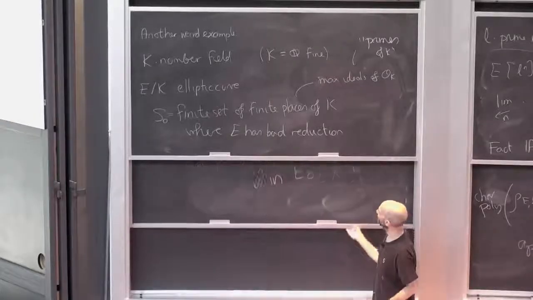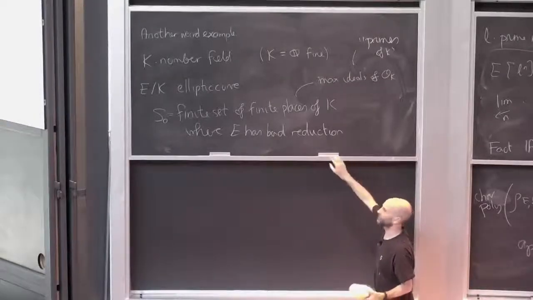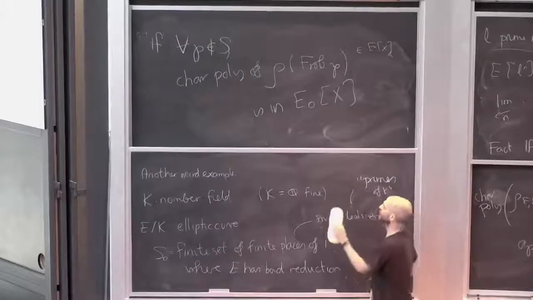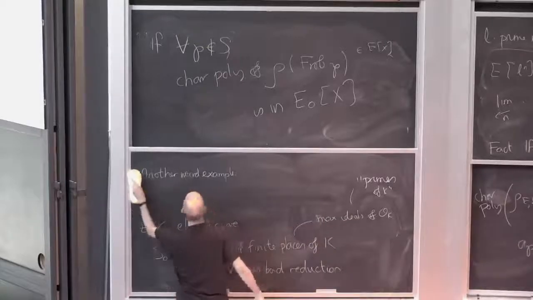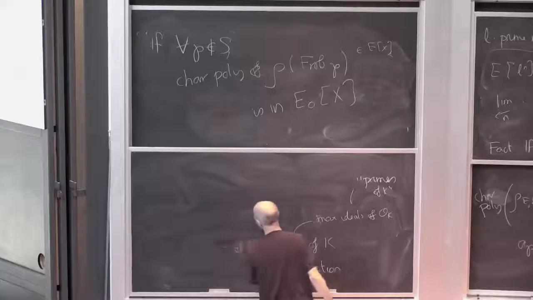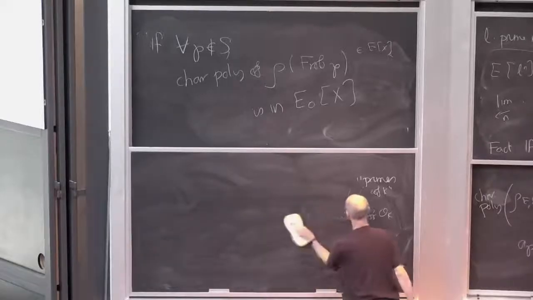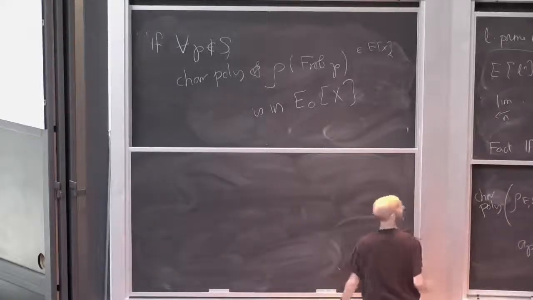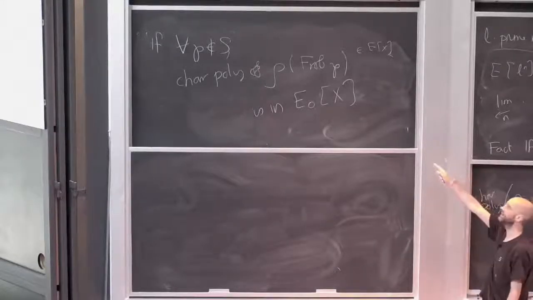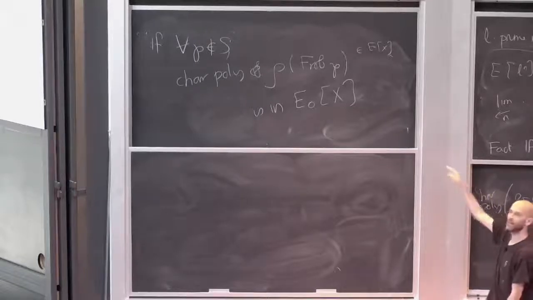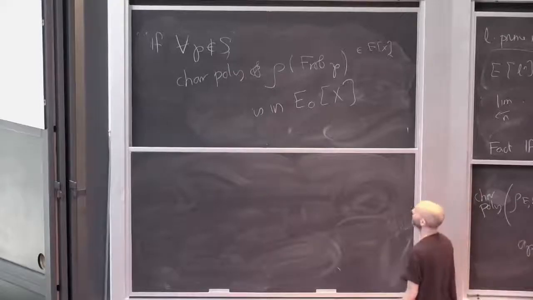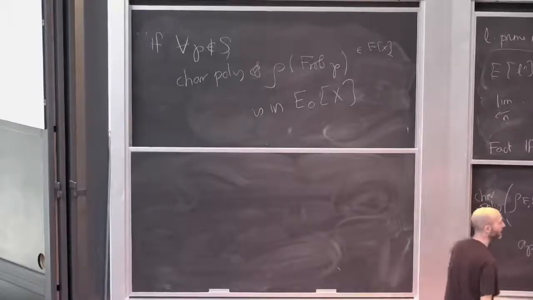Remember, you've got some random representation to GL_n(E). If you take some random element in that Galois group, the characteristic polynomial of rho of that element will be some random polynomial with coefficients random elements of E. But if I take these special Frobenius elements, then by some weird coincidence, they might all live in E0. So there we go.